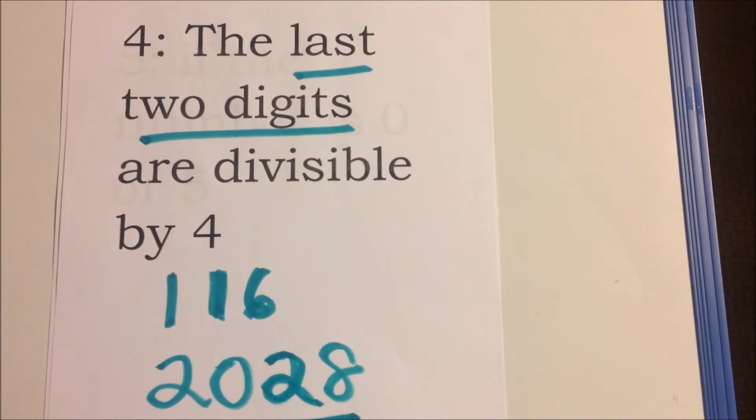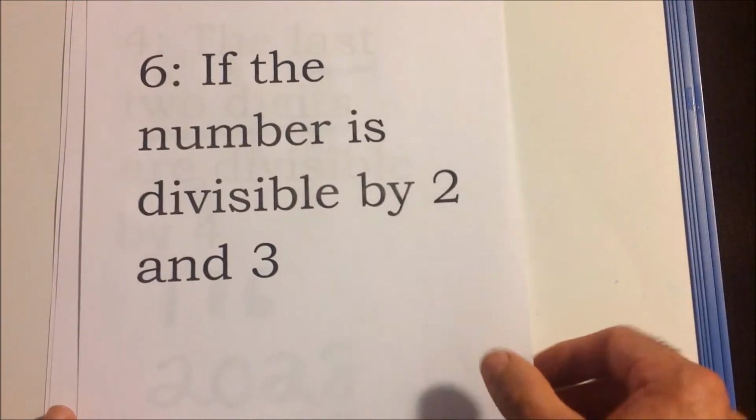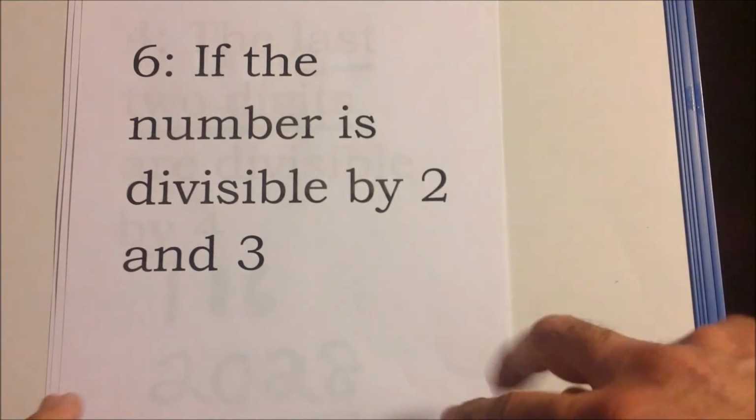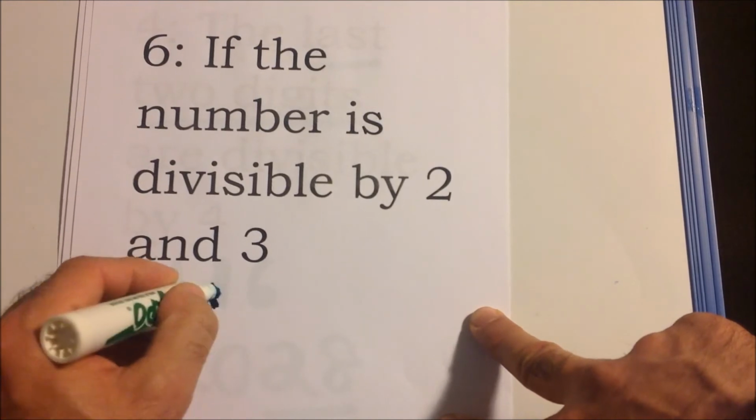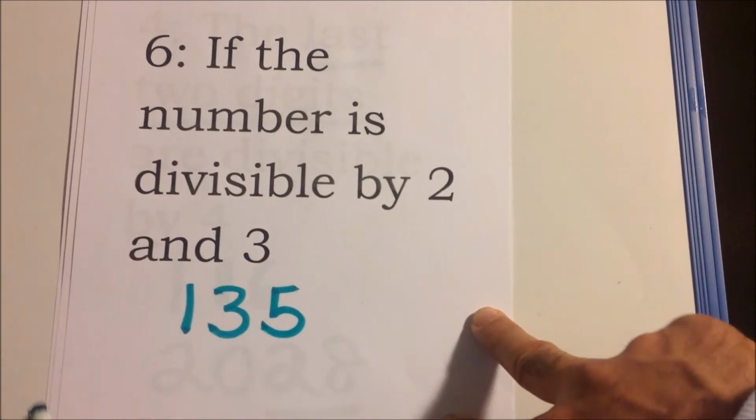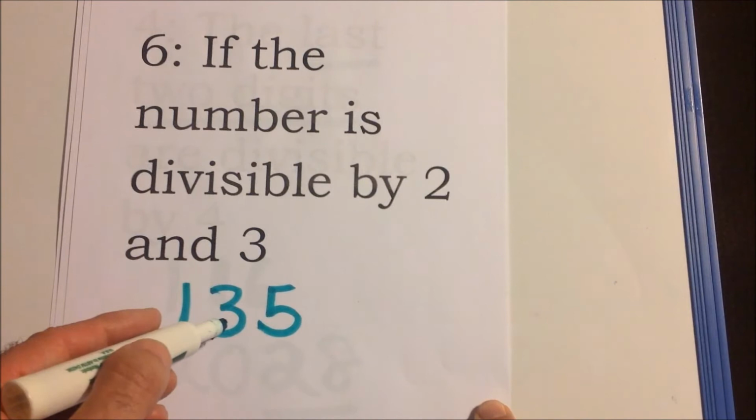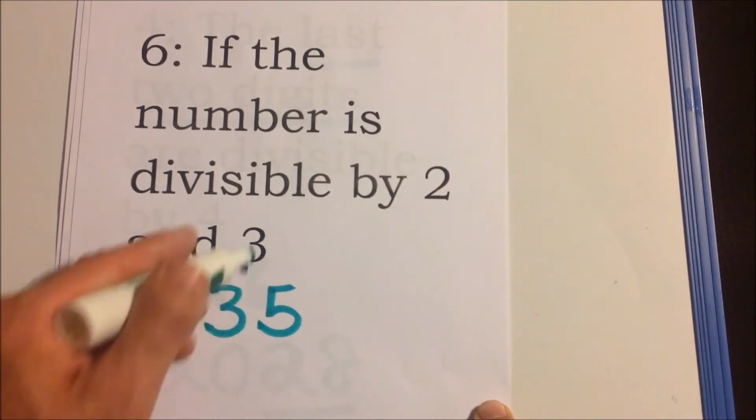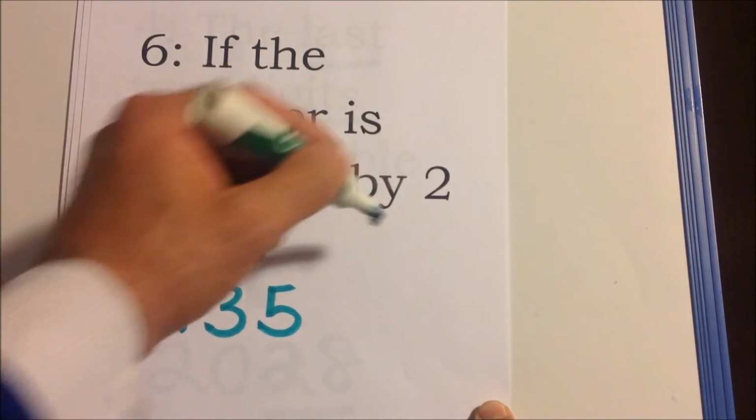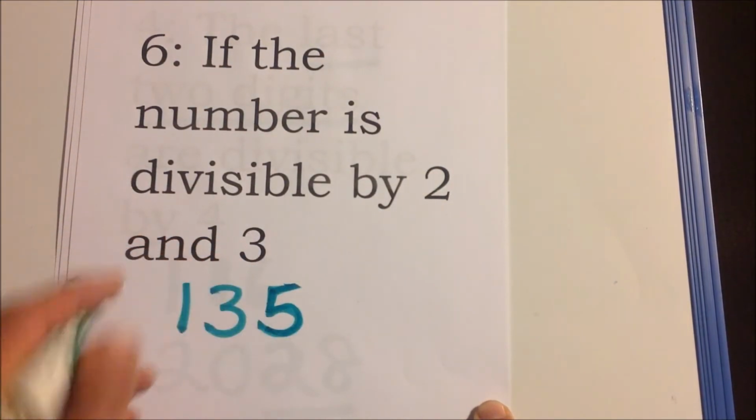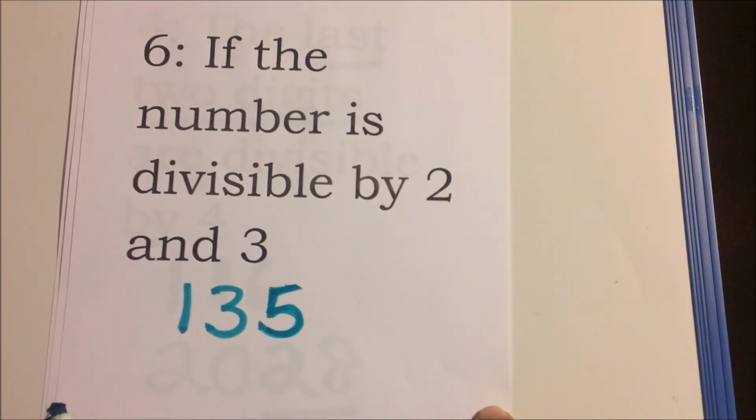Now here's one for 6. If the number is divisible by 2 and 3, so for 6, it has to satisfy 2 requirements. Let's look at this. Now, this is 135. Will 3 go into 135? Let's look. 1 plus 3 is 4, and 4 plus 5 is 9. 3 goes into 135, but 2 does not. Remember, with 2, the number has to be even. So in this case, 6 will not go into it. It has to satisfy both 2 and 3.